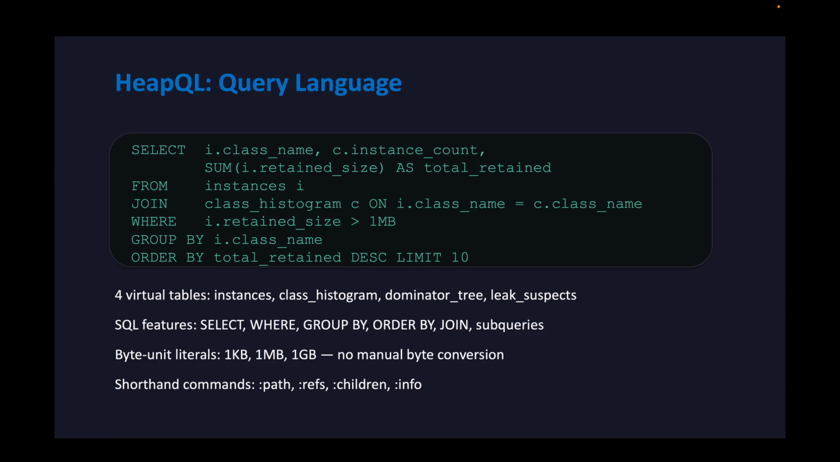We'll move to HeapQL. HeapQL is a SQL-like query language. We have virtual tables: class histogram, dominator tree, and leak suspect. It does have SQL features like select, where, group by, order by, join, and subqueries. We don't support right join as of now. We have byte literal support as well, so you can provide 1 KB, 1 MB, 1 GB. You don't have to manually do the byte conversions here.